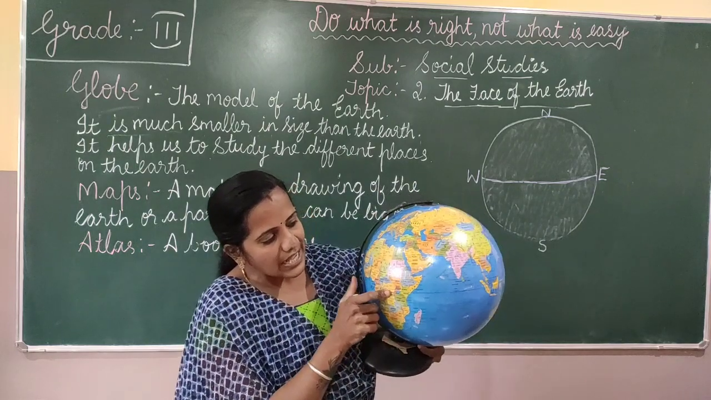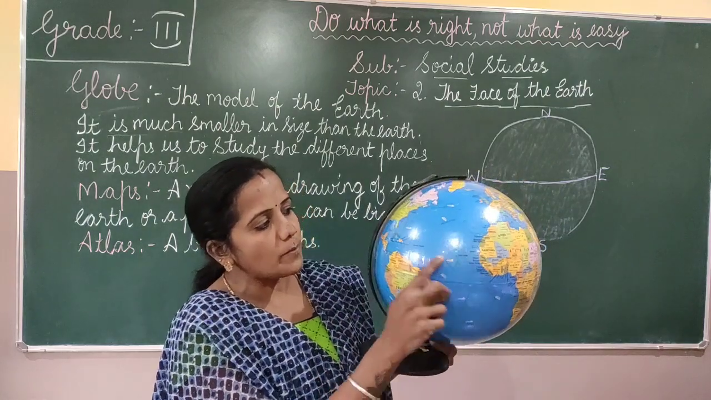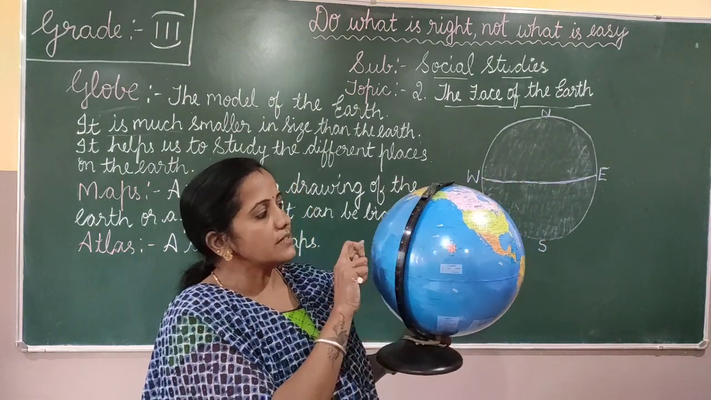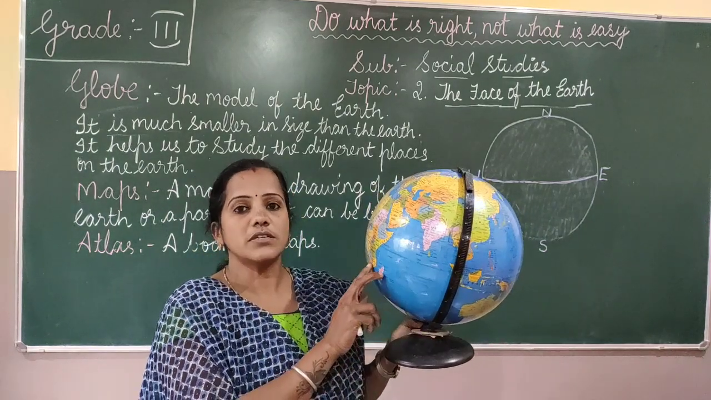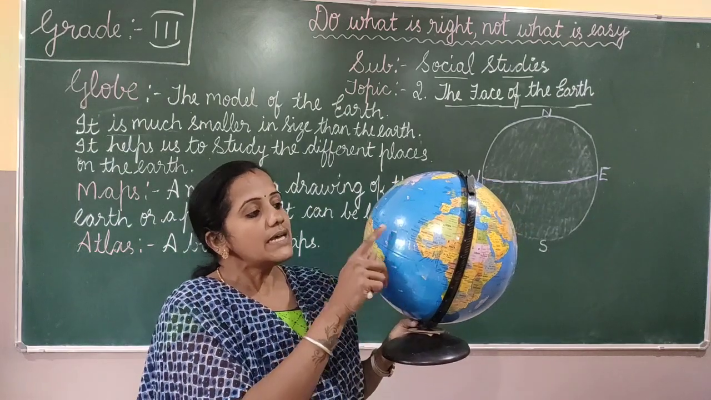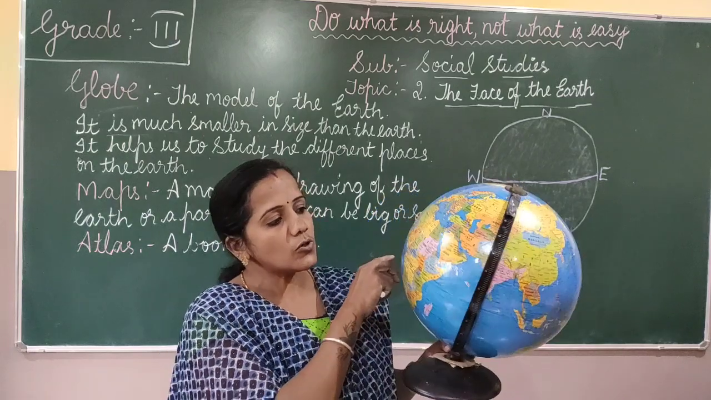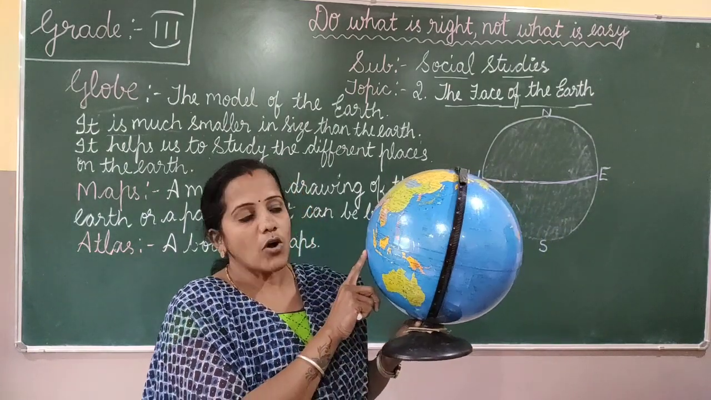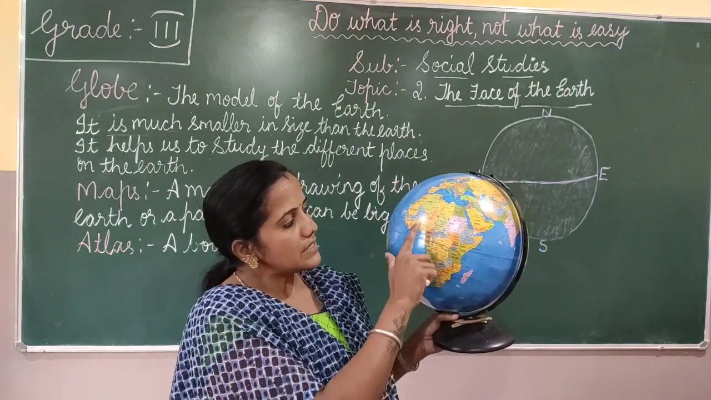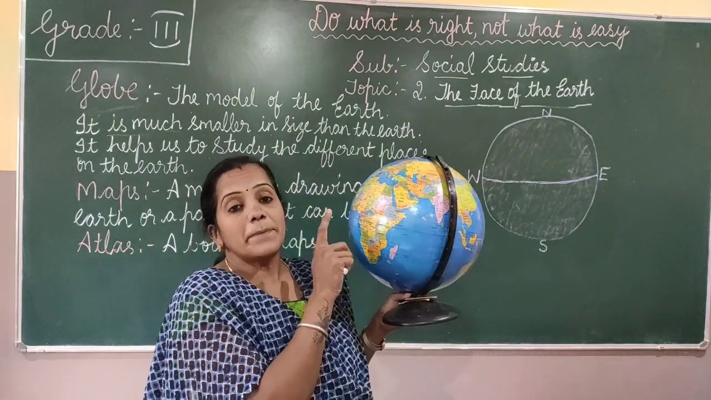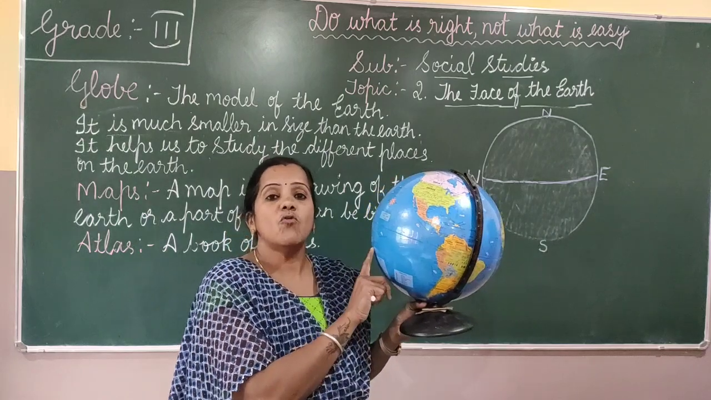We can see different colors on this globe. Can everyone see this? These colors differentiate the places on the globe. The blue color represents the water bodies. We have very large water bodies, no? The other colors represent the places, continents, all those things, and this blue color represents the water bodies.